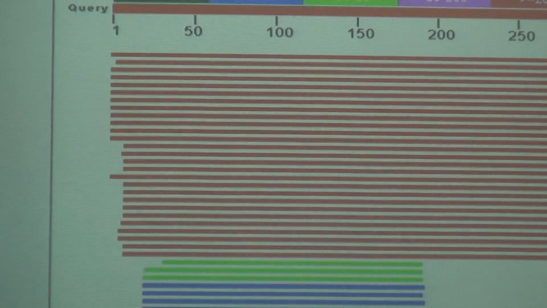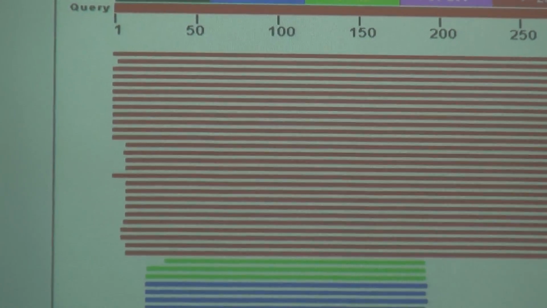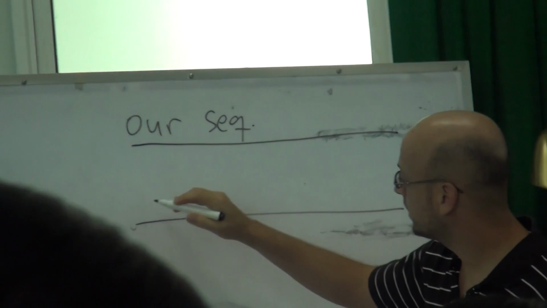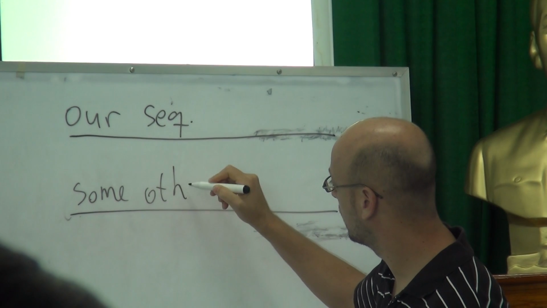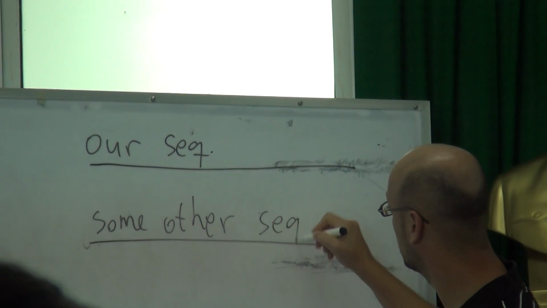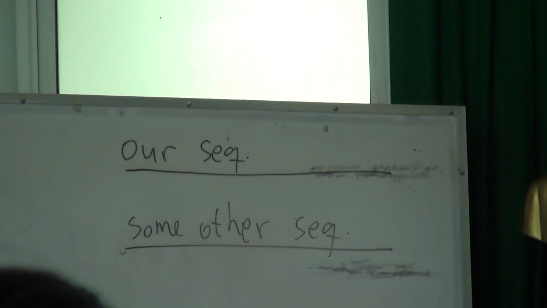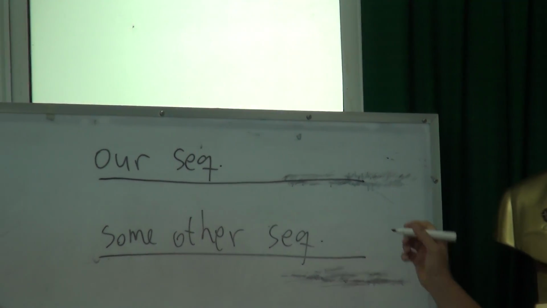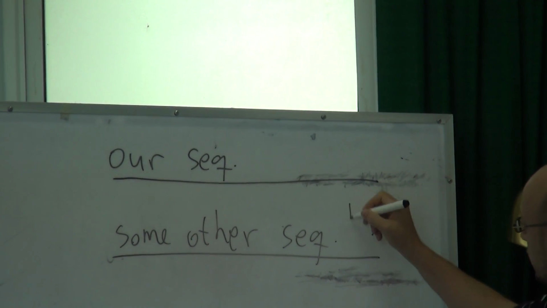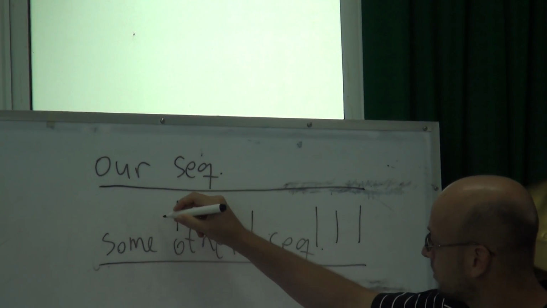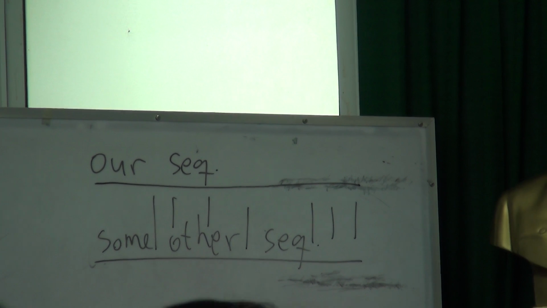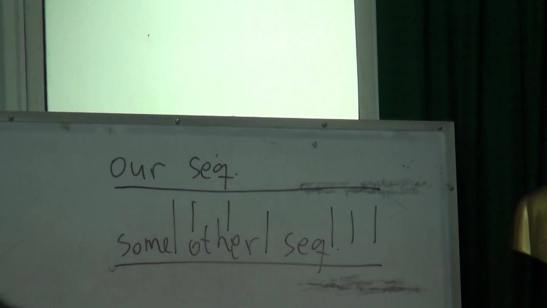So we put our sequence here, and here some other sequence from the database, and we see where they are similar and where they are not similar, right? Where they have matches and where they have mismatches.